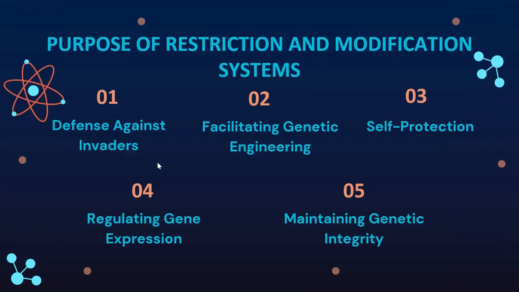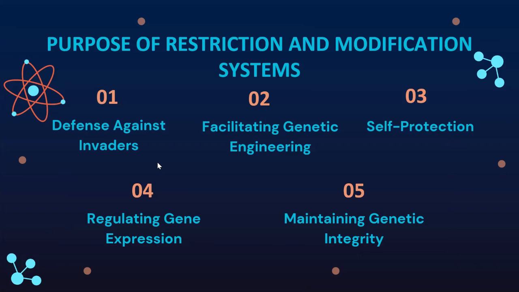Sorry po. And then the purpose of restriction and modification systems, first is for defense against invaders. Okay, so restriction enzyme systems allow bacteria to recognize and cut a foreign DNA, such as yung mga bacteriophages na tinutukoy ko kanina or yung mga plasmids. Using restriction enzymes, pinoprotektahan na nila ngayon yung bacterial cell from a potential harmful or any invasive genetic material.